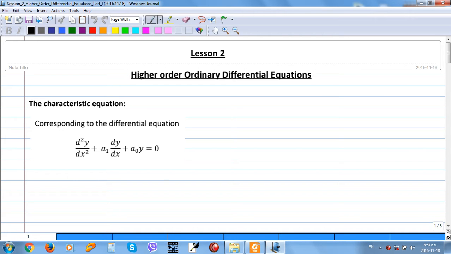MET 3531 Differential Equations 2, Lesson 2, Part 1: Higher Order Ordinary Differential Equations.